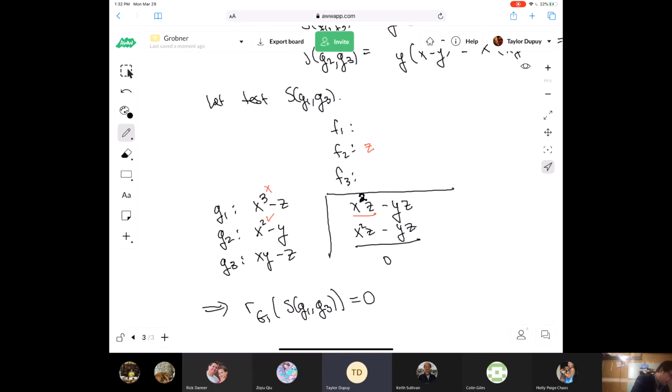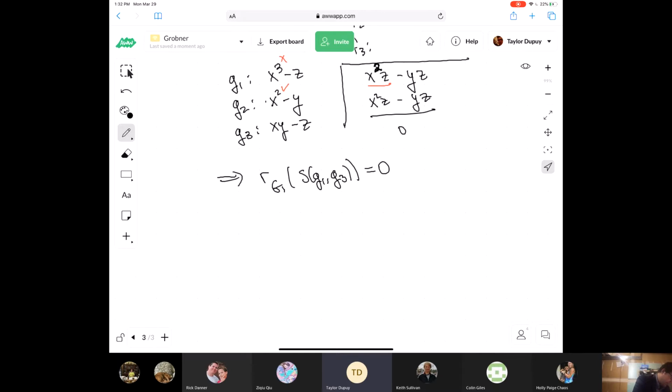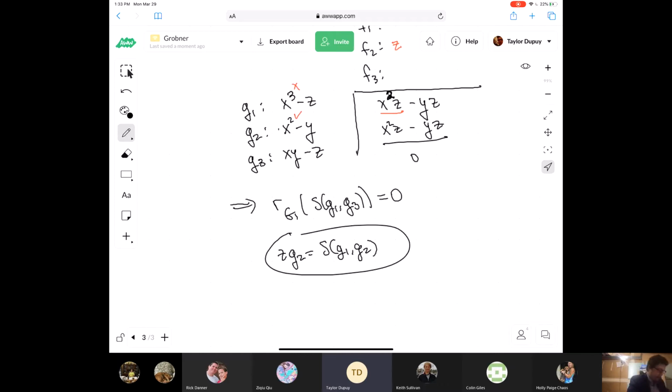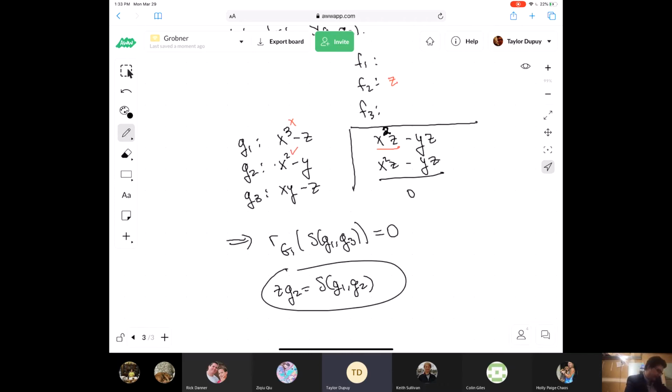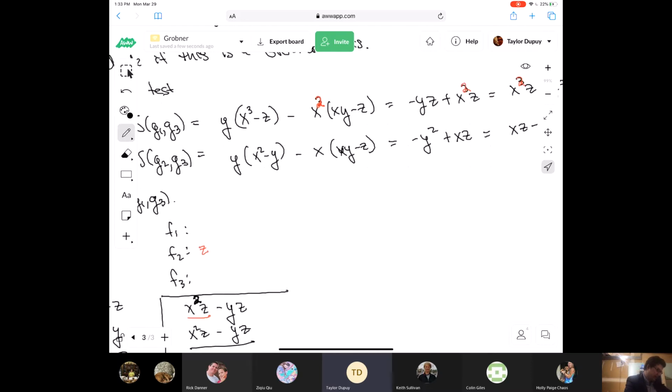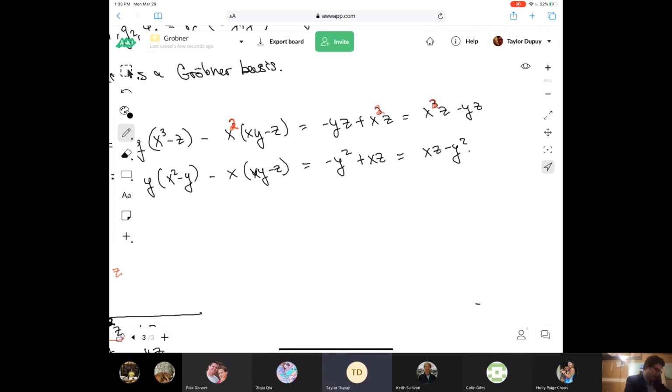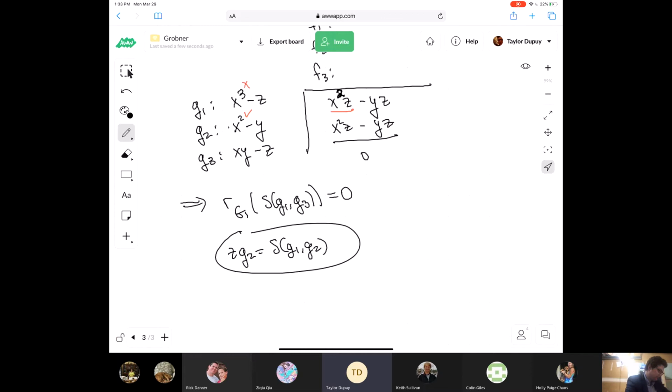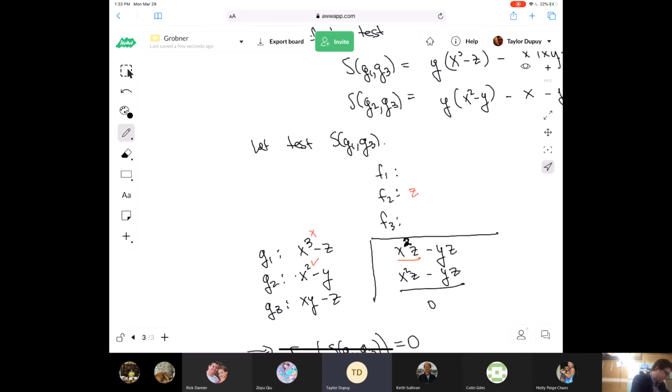Let's just check here. It's saying that z times G2 is S(G1, G2). And that makes sense. Let me circle this. When you multiply this times zG2, you get zx squared minus zy, and that is exactly what we have, zx squared minus zy. Okay, so we tested the first one.